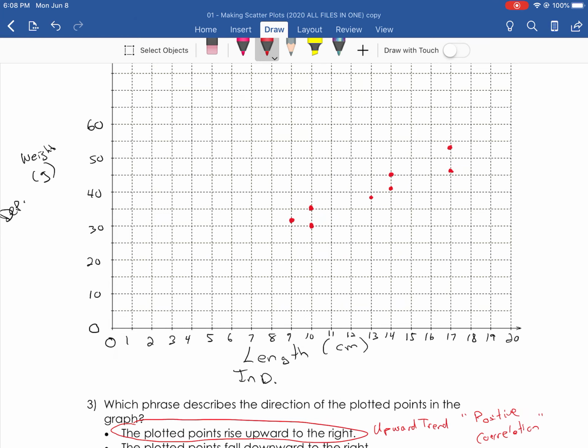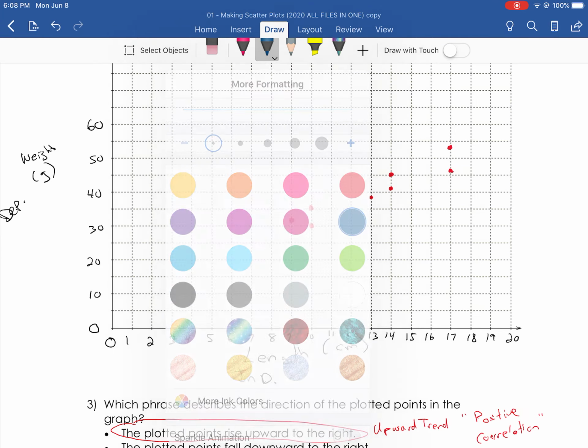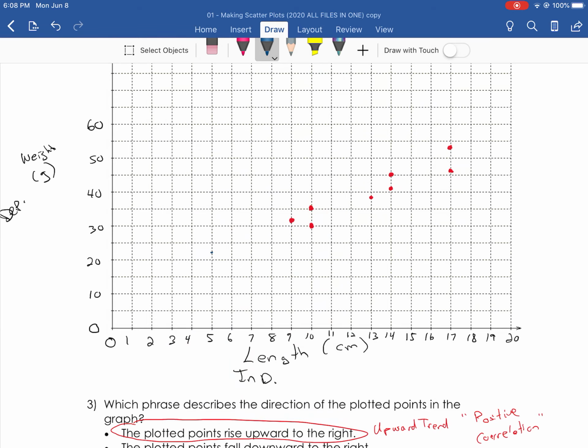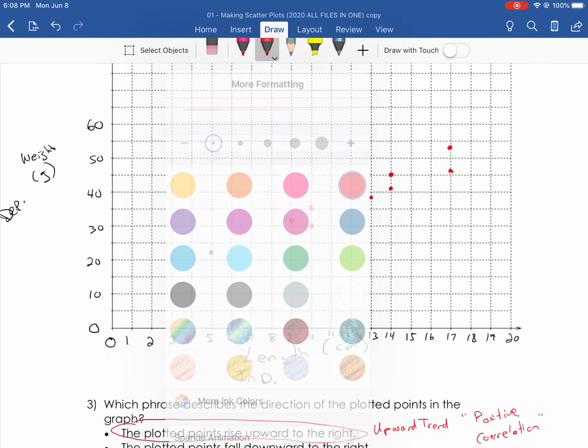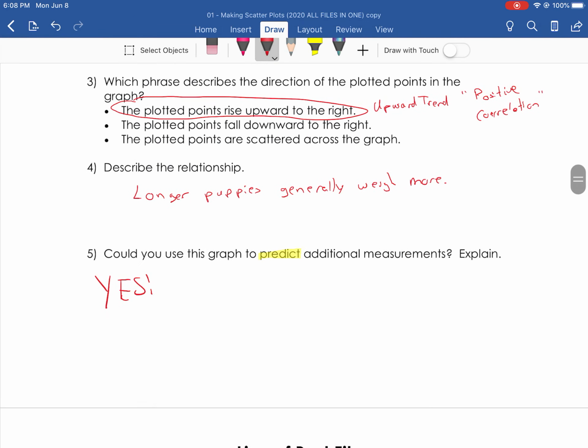Let me just put a blue dot on here. If it's length 5, his weight's going to be somewhere in there. You see, I can look at the trend and make a guess there, okay? And that's all we mean by can we use it to predict? A prediction means we can make a good educated guess. So it wants me to explain here.